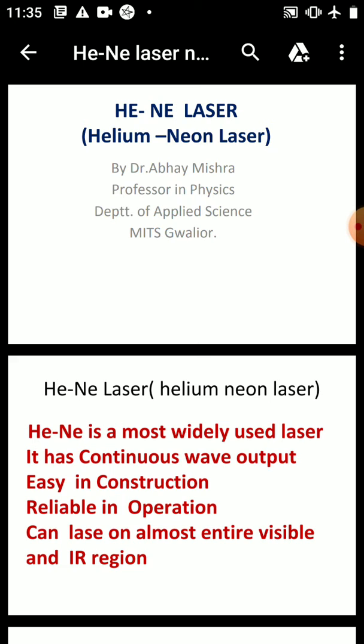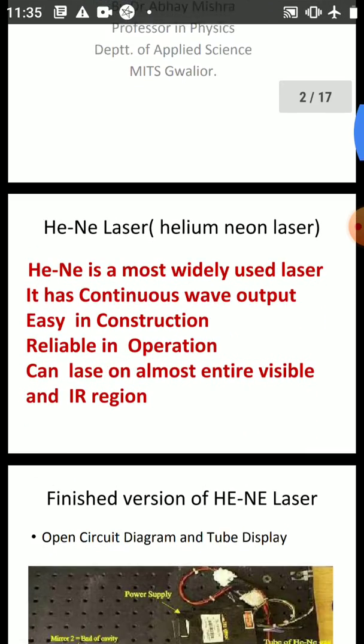Today we are going to talk about the helium neon laser. It's popularly known as a He-Ne laser. A He-Ne laser is the most widely used laser. It has a continuous wave output. It is easy in construction and reliable in operation, and can lase on almost the entire visible and IR region.